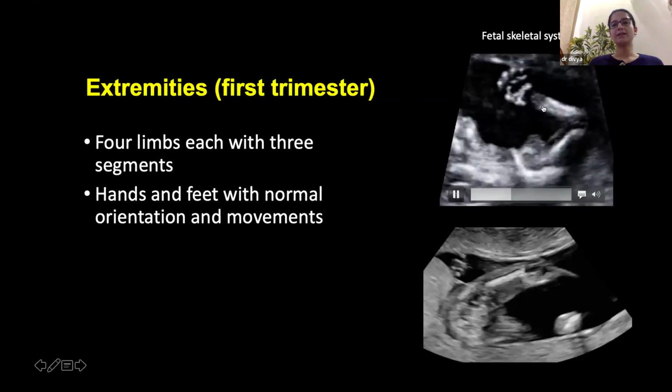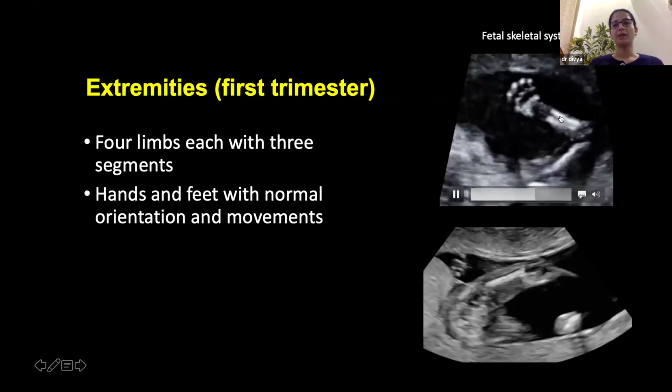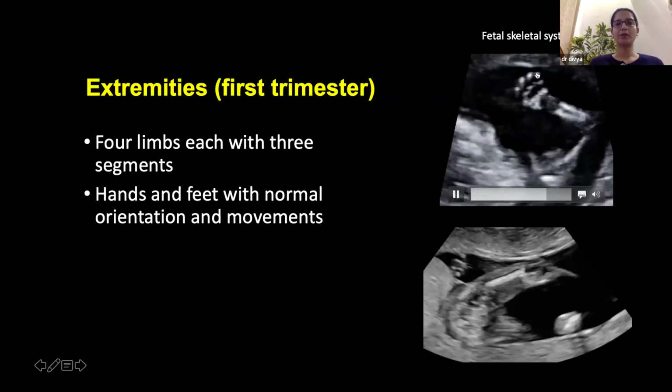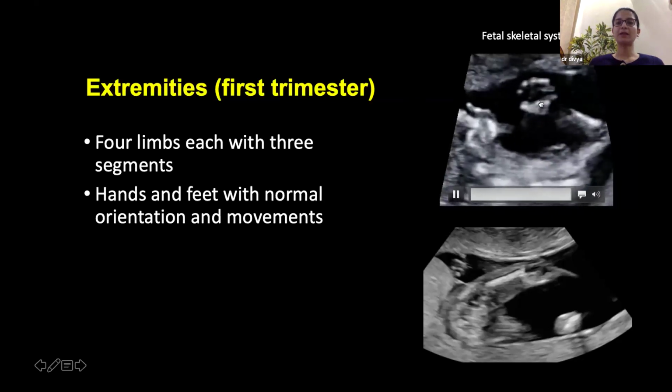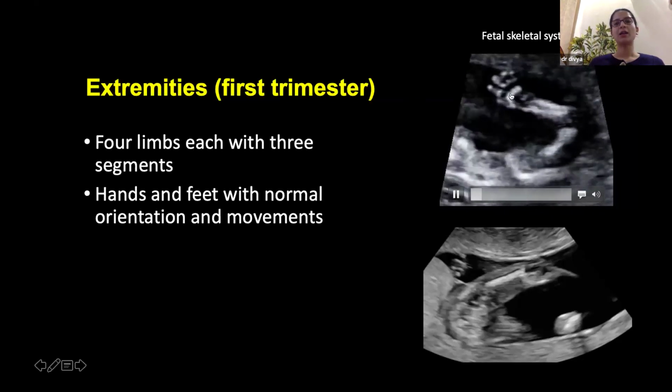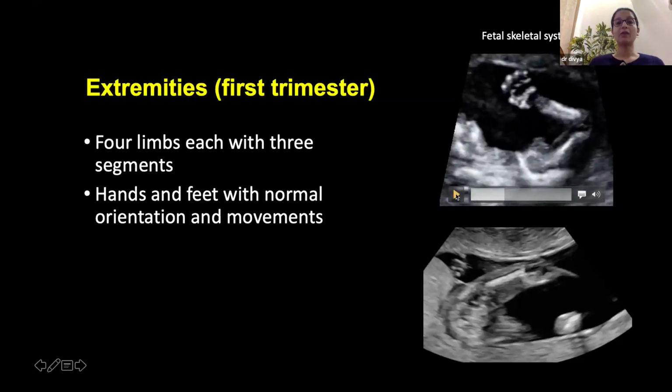The radius is the shorter bone which is placed laterally, that is towards the thumb, whereas the ulna is the longer bone of the forearm towards the little finger. As early as the first trimester, we can appreciate the ossification in the metacarpals and the phalanges as seen here, and even count the digits very easily. So you can count 4 fingers and the thumb here very easily in the first trimester.